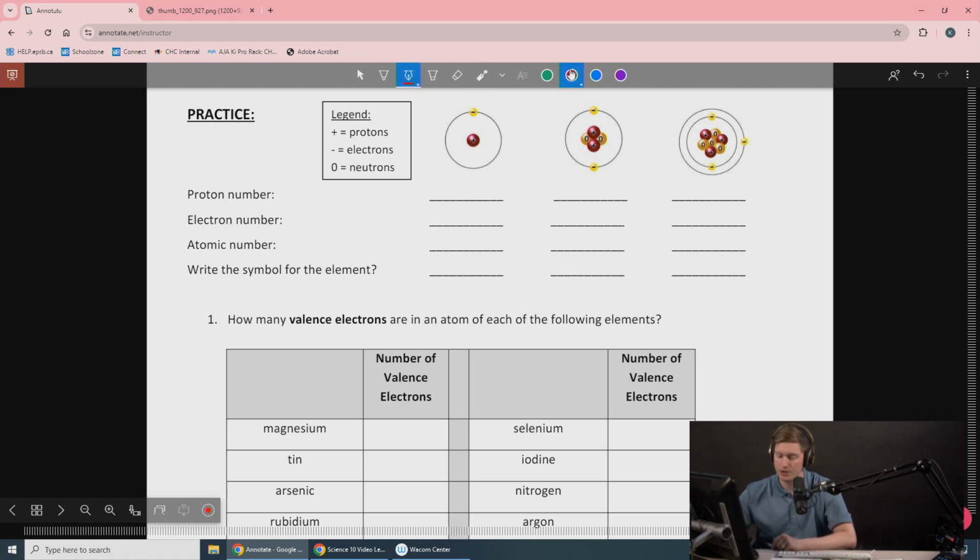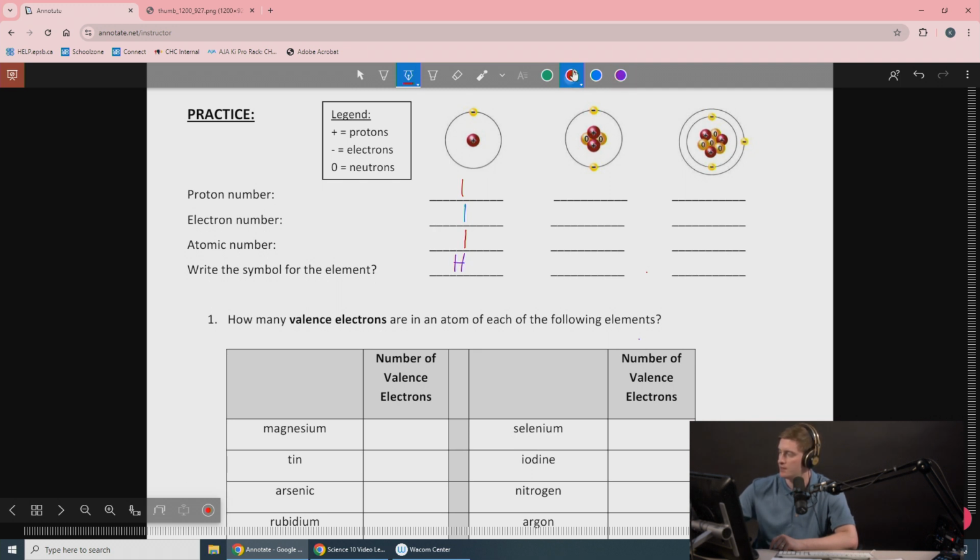If you've paused the video and you've tried it out, then we're going to look through here. This one has 1 proton in the middle. It's got 1 electron on the outside. Therefore, its atomic number must be 1. And atomic number 1 is hydrogen.